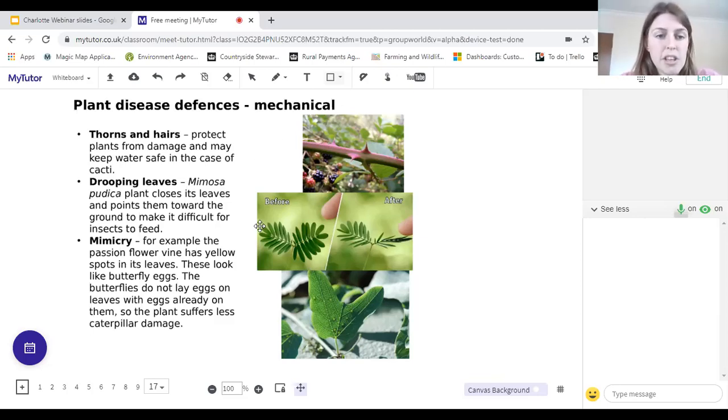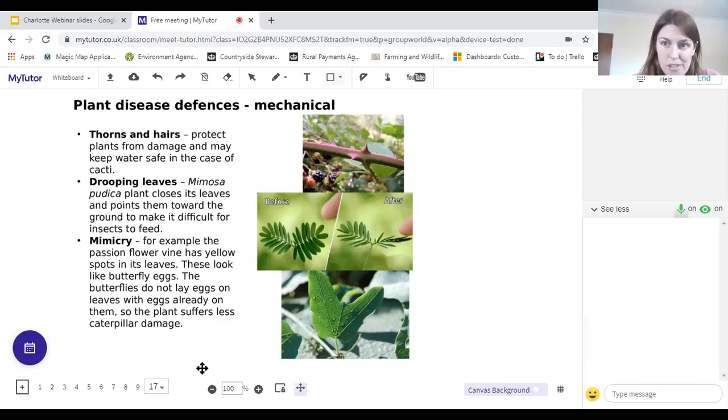There's also a specific example of a plant called Mimosa pudica that droops its leaves. So if you've got a nice diagram there, with a light touch, the plant rotates and droops its leaves to make it less easy to land on or to eat or to get hold of. So it has that mechanical movement as a defense mechanism.